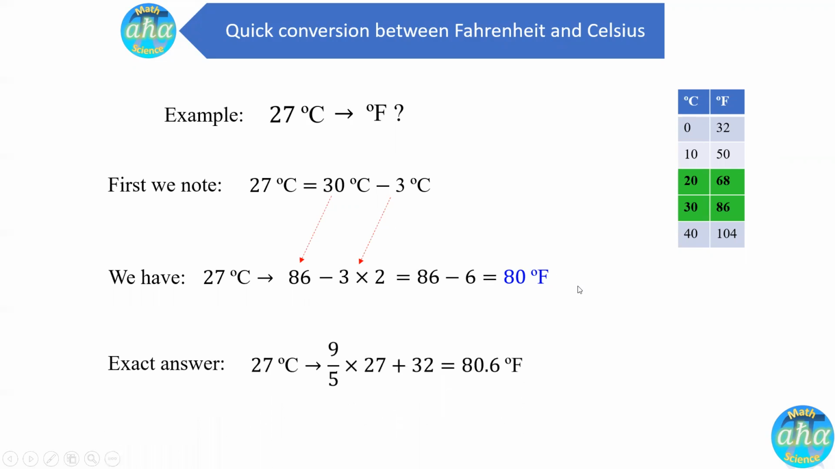Well, we can actually do the exact calculation. By plugging 27 into this conversion formula, we find it should be 80.6 degrees Fahrenheit. But remember, we are using an approximation, and this one we can really do off the top of our head. So the numbers agree with each other pretty well. So that's the quick way of converting from degrees C to degrees Fahrenheit.